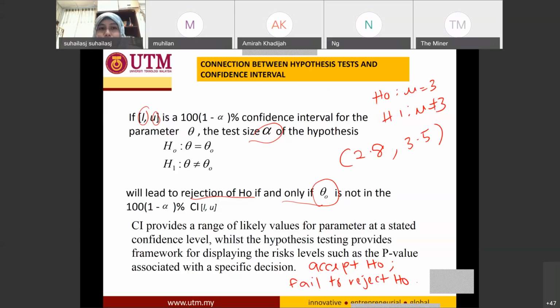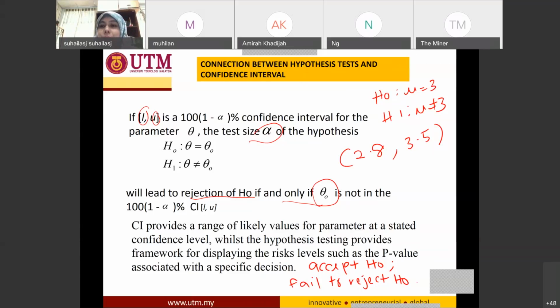For chemistry students, it is up to you, but if possible write fail to reject H0. It means we do not reject the null hypothesis, so in a way we accept it, but the way to write it is just fail to reject your H0. So if mu equals 3 is in the confidence interval, we did not reject the null hypothesis. But it will lead to rejection of H0 if and only if theta naught is not in the confidence interval.